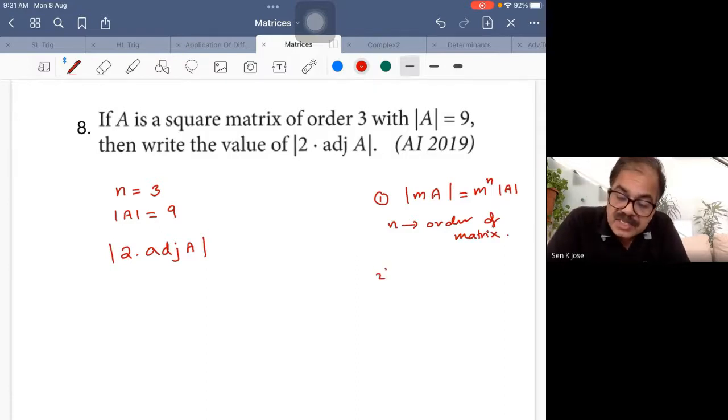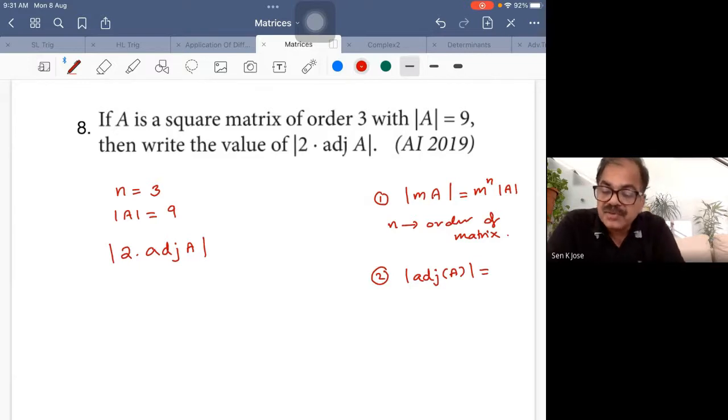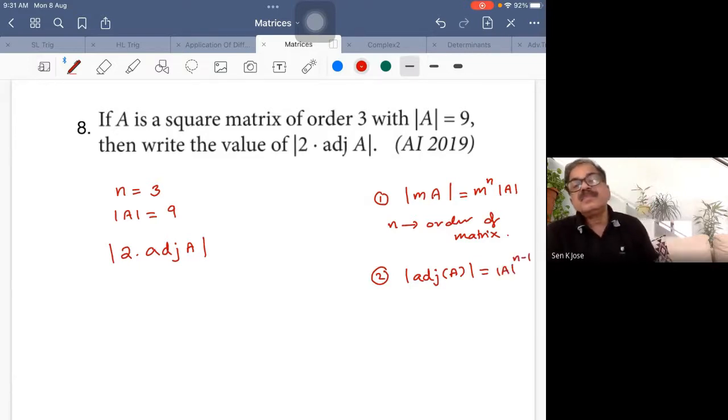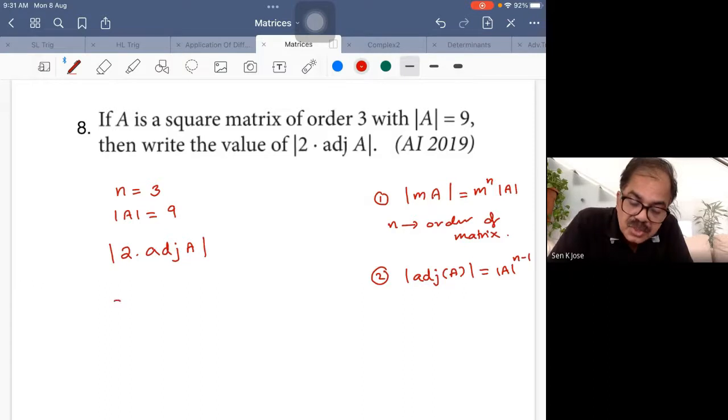Okay, second result which we need here is determinant of adjoint of A. We have a formula for this. All this you just have to remember the formula. Determinant of adjoint of A is determinant A raised to n minus 1. So this is going to be 2 comes out first as 2 raised to n into determinant of adjoint of A.